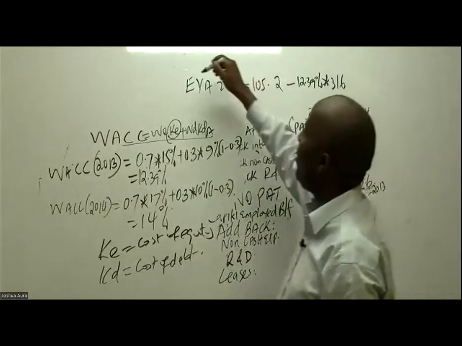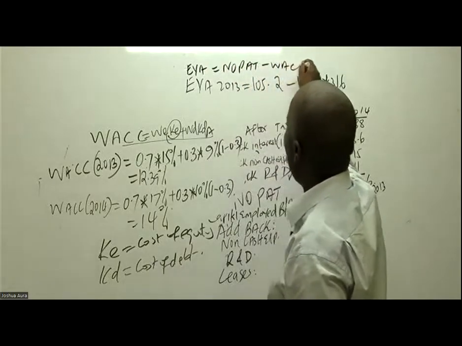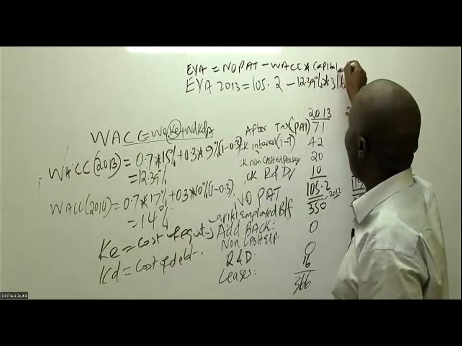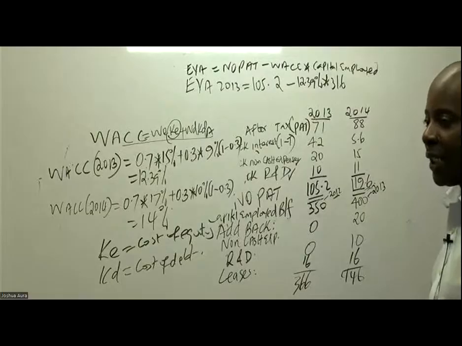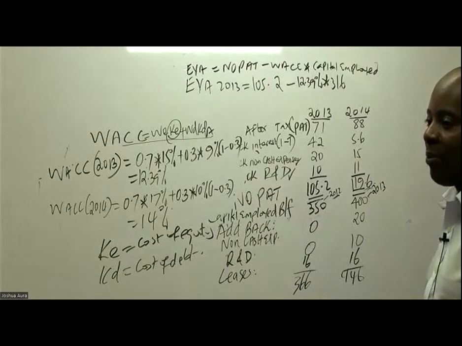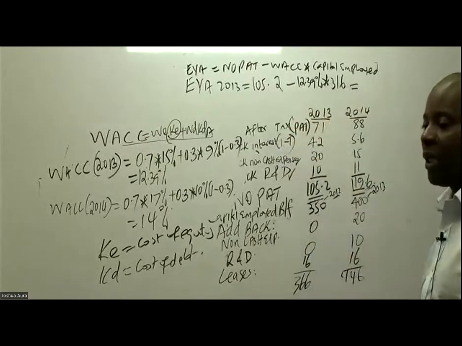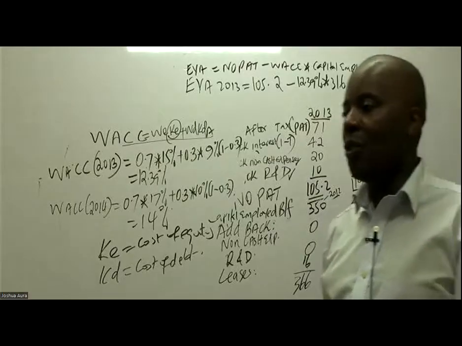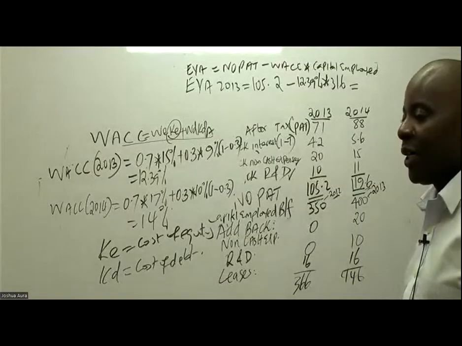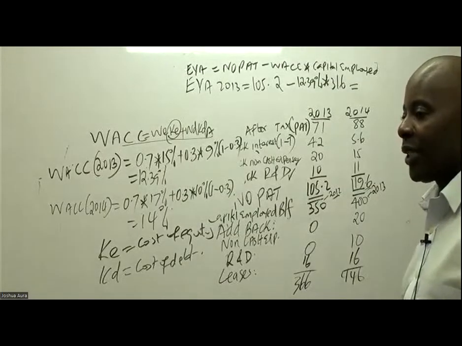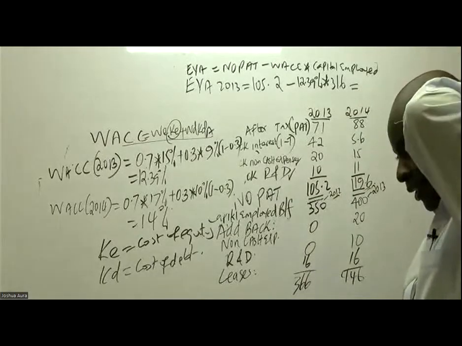Remember the formula of EVA: you take NOPAT minus WACC times capital employed. So please ensure that you are able to use your calculator very well to give me this answer. EVA in 2013, what are we able to get?